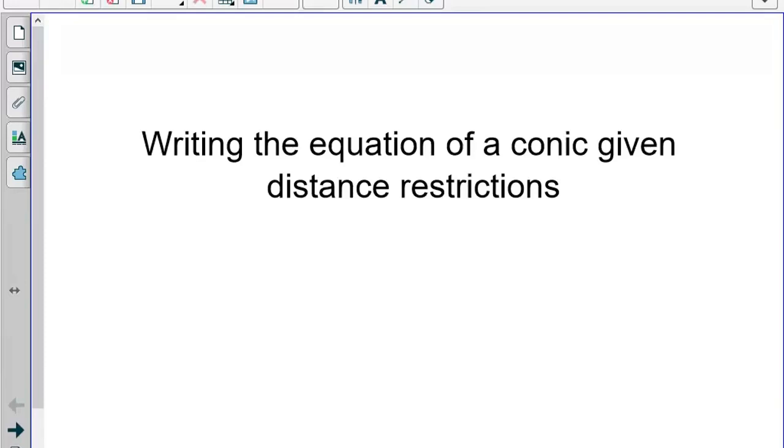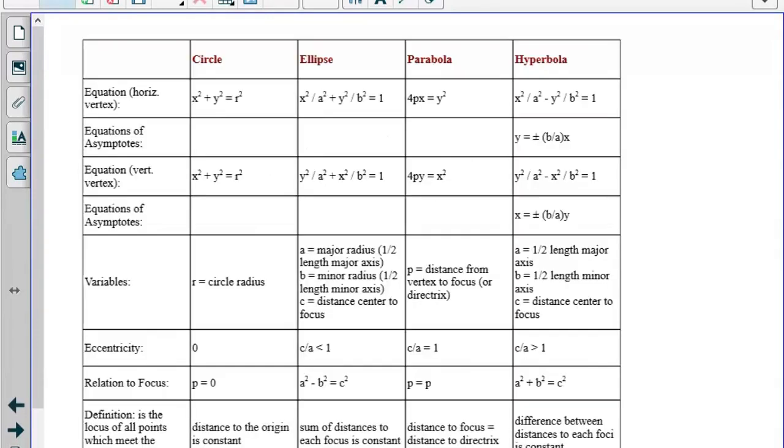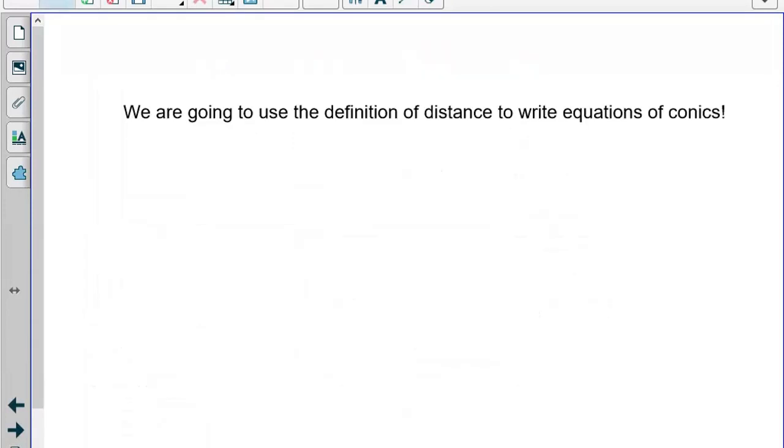This lesson is on writing the equation of a conic given distance restrictions. I'm going to try and make this go as quickly as possible, but I have 5 slides that we really need to go over in order to make sure you have every case covered, and some of these problems get a little long, so I'll do my best. Here's a really quick summary again. We did this in the last lesson as well, so I just wanted to put that in there so you can go back if you need to.